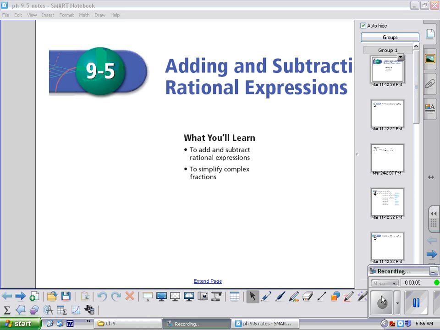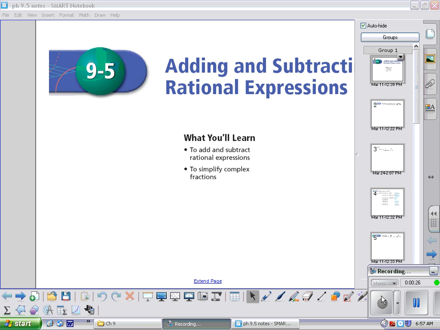Today we're going to be in section 5 in your textbook. We're going to add and subtract rational expressions, which means your prerequisite skill is that you can add and subtract fractions. The other thing that we'll do with this is simplify complex fractions. In other words, how do I deal with a fraction on top of a fraction?